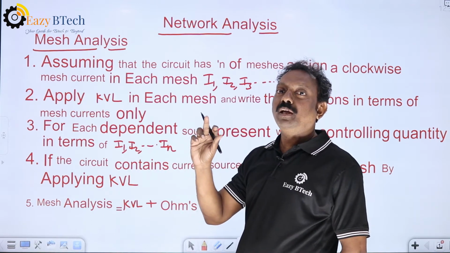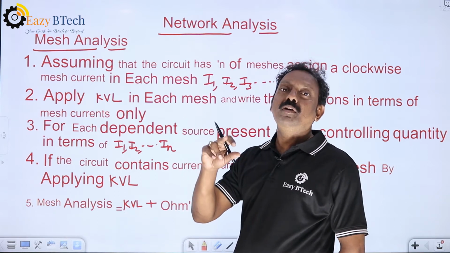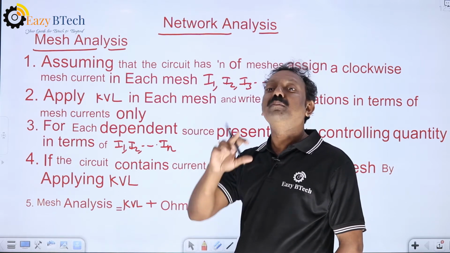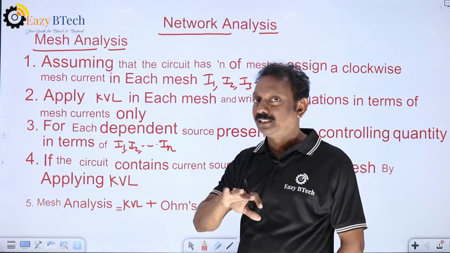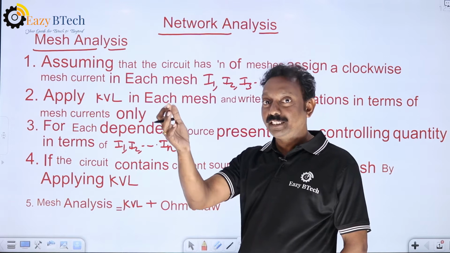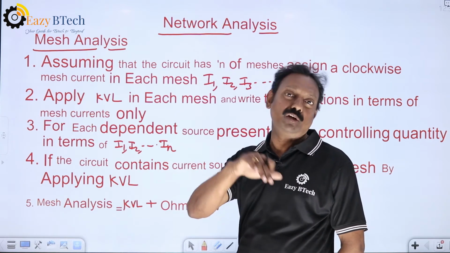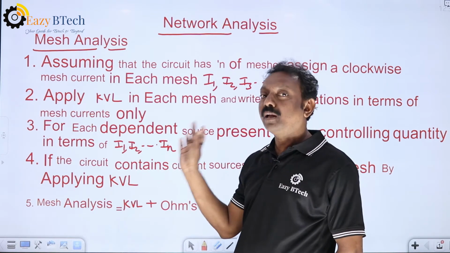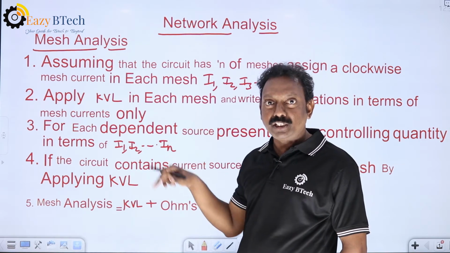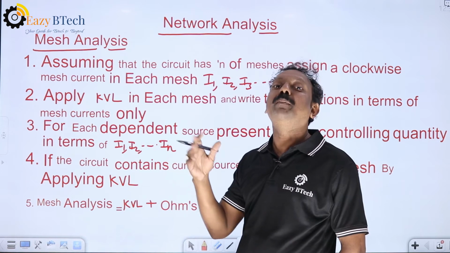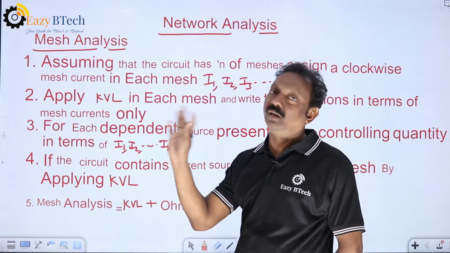So we are applying KVL in each loop, writing the equations in terms of the loop currents only. Whereas in nodal analysis, we are applying KCL at each and every node. But here we are applying KVL in each loop and writing the equations in terms of the loop currents only, or mesh currents I1, I2, I3 and so on.